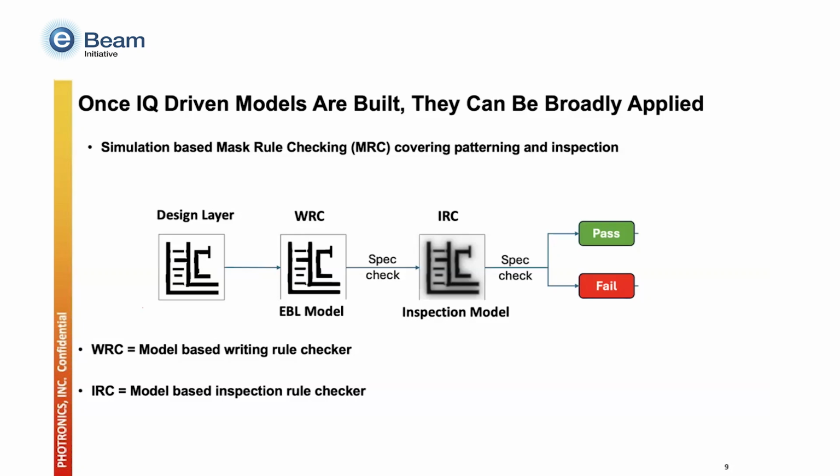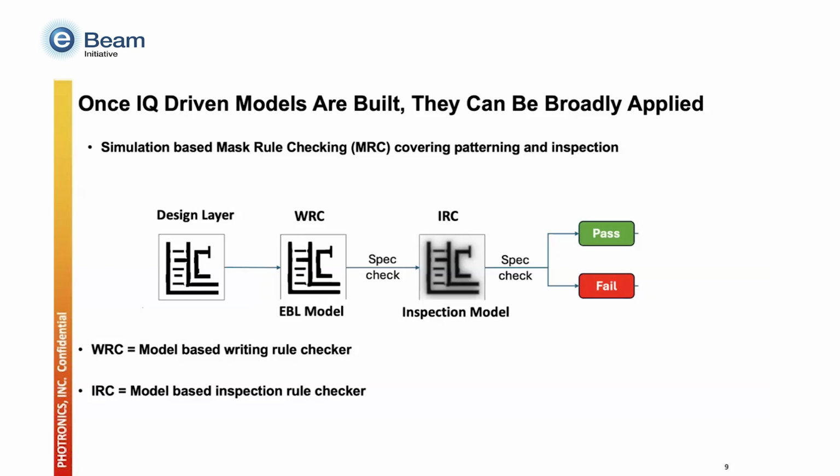But now we have a very, very high quality, image quality, calibrated mask model. So we should be able to use that model to do a better mask rule check than we can do geometrically. And this kind of shows just a simple flow of what that looks like. So you have a design layer. Now we can use that model to do a writing rule check, we'll call WRC, writing rule check, to capture the E-beam and patterning piece. The other piece we add on to this comprehensive mask rule check is actually an inspection rule check as well. And I'll explain how we do that in just a couple slides.